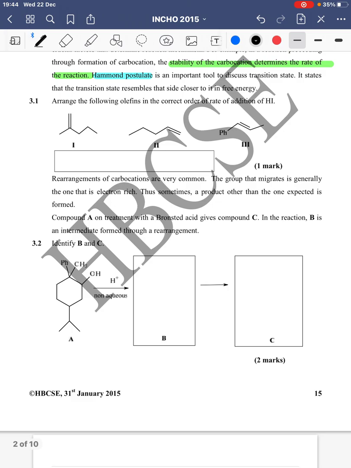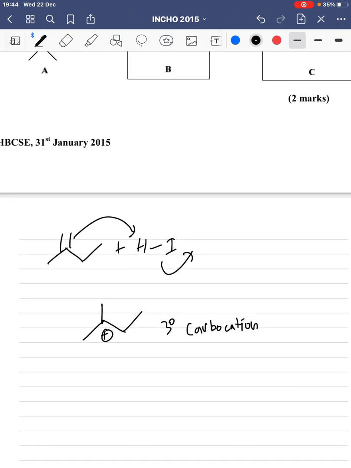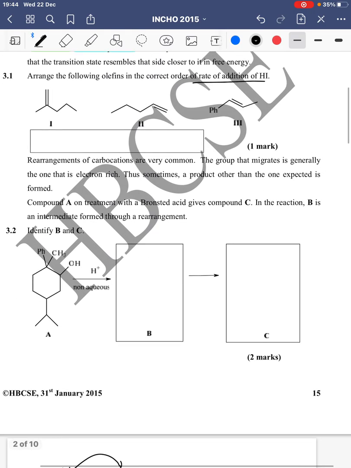Let's solve the first problem. It's based upon the rate of addition of HI. So basically they're asking about electrophilic addition in alkenes. Well, let's say we have the first one and then we add HI to it. So this double bond will attack this hydrogen and I will leave. Then it forms a carbocation. This is a 3-degree carbocation. So it will have more stability than the 2-degree one and the 1-degree one.